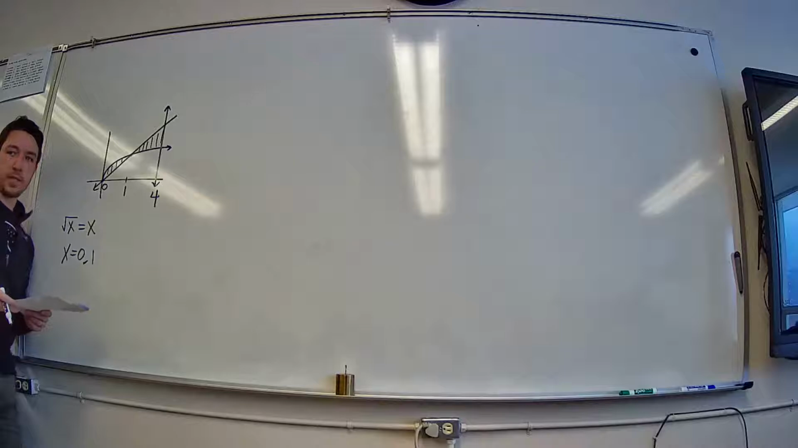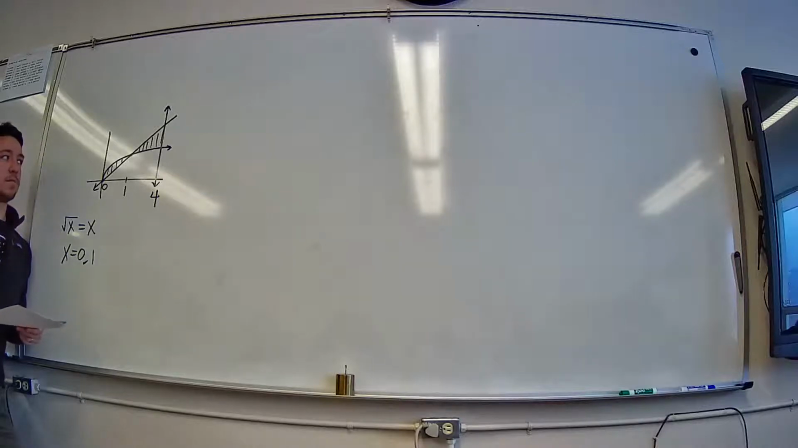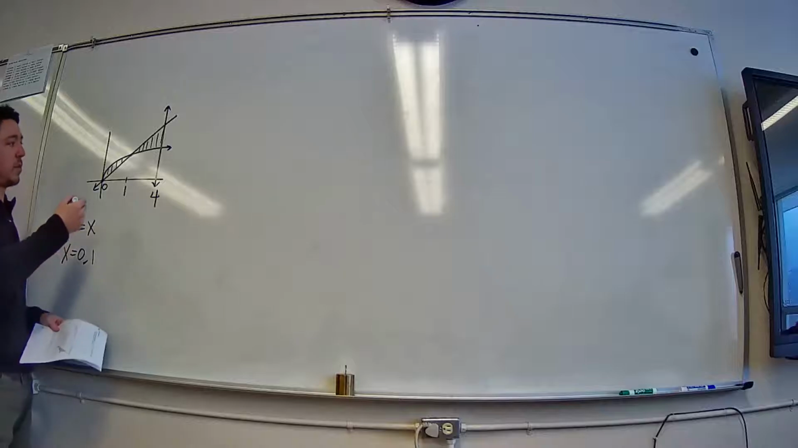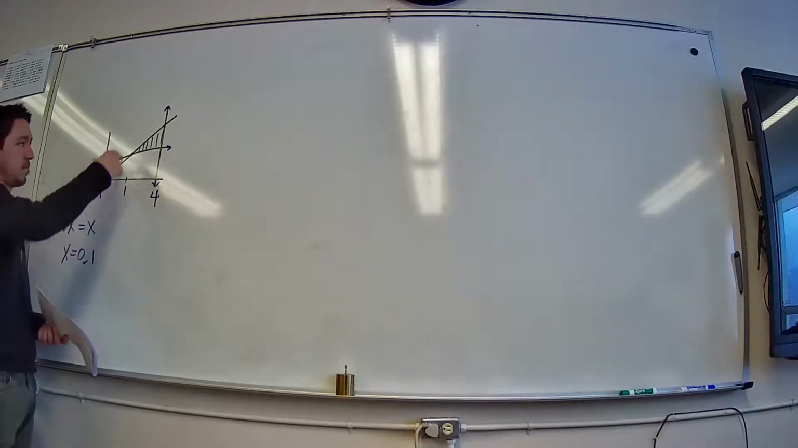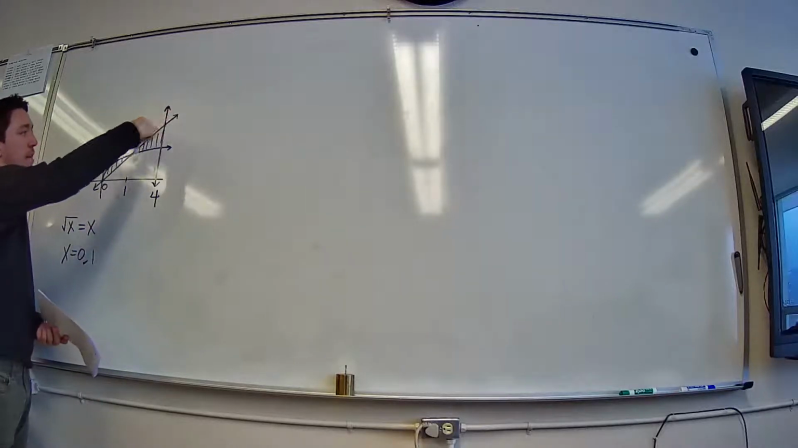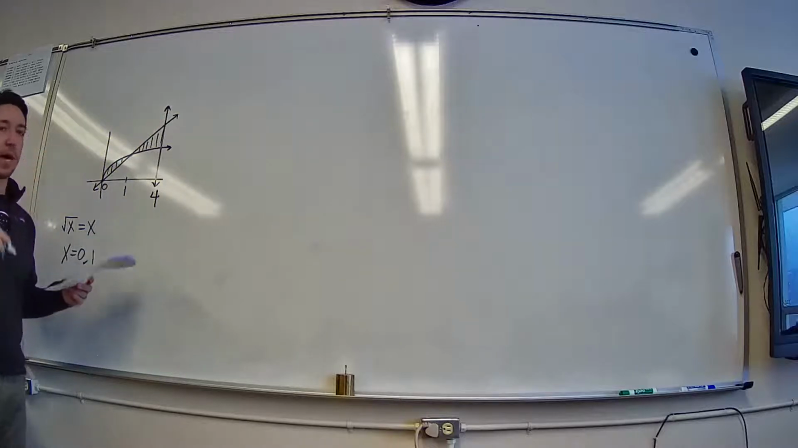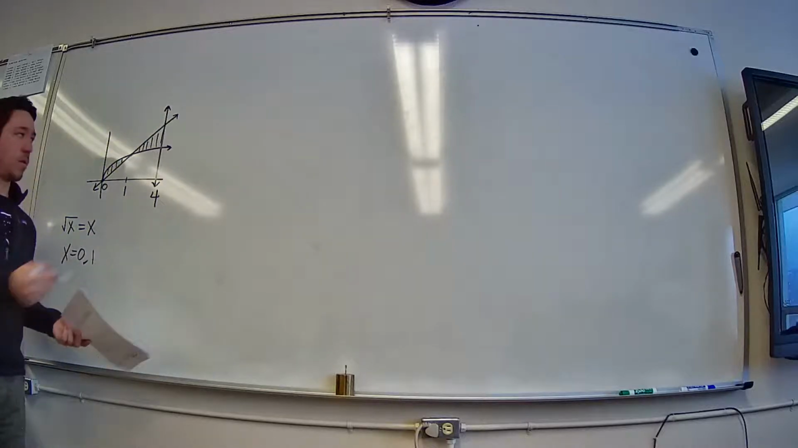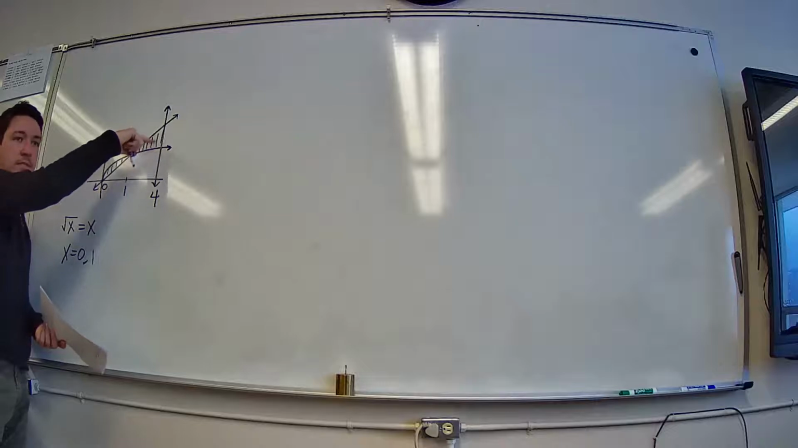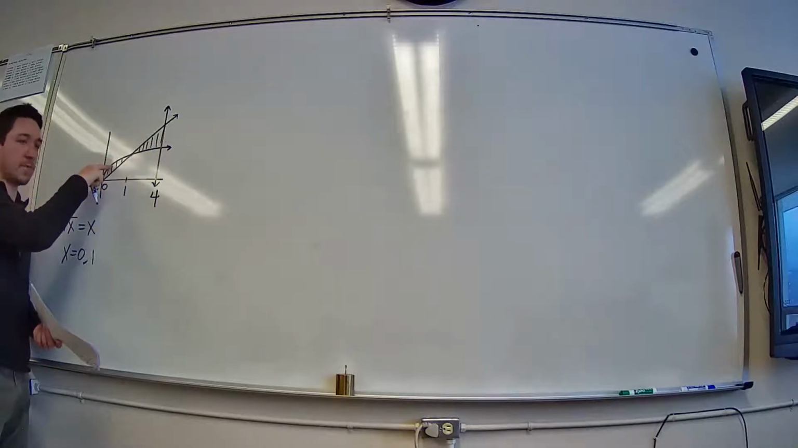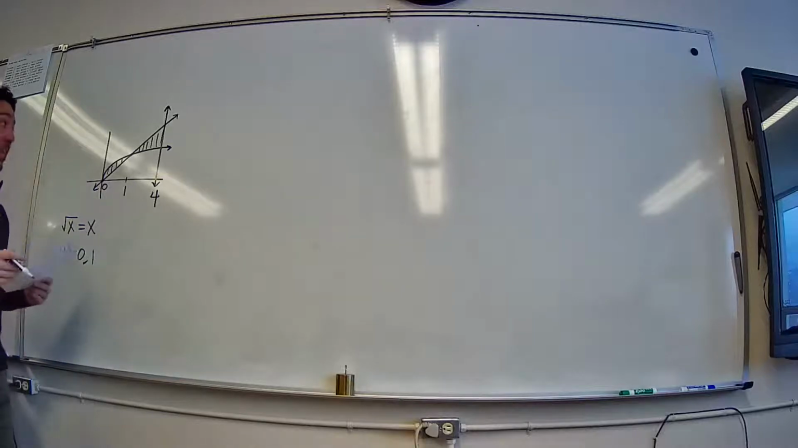Does that make sense? Are there any questions on why? If I look at this line and say, oh, the line's on top, so I go x minus root x. Well, here, x minus root x is a positive value, but over here, x minus root x is negative. So that area would all turn negative. So I can't do that.